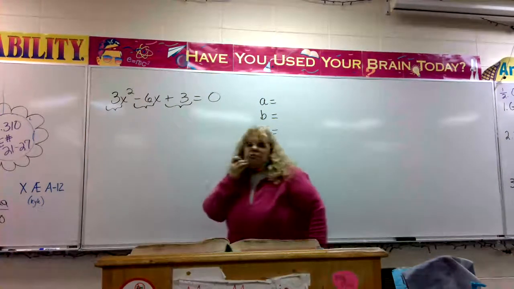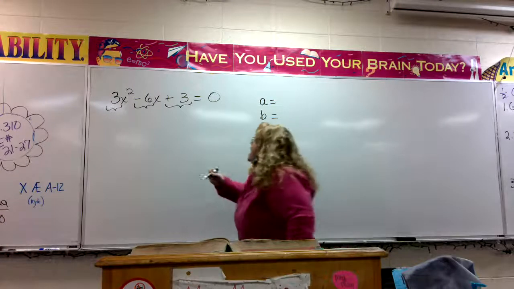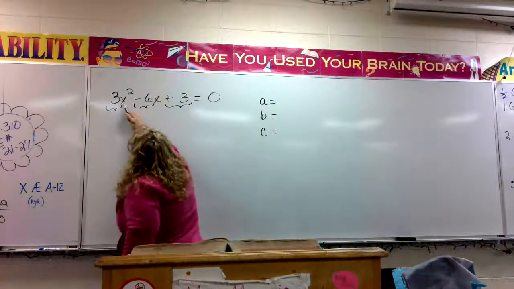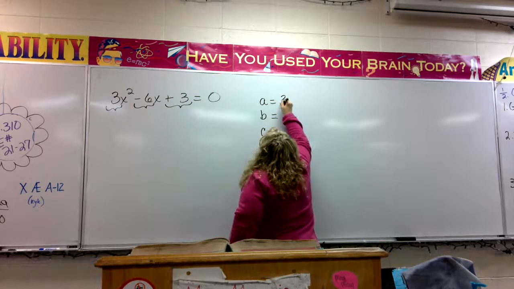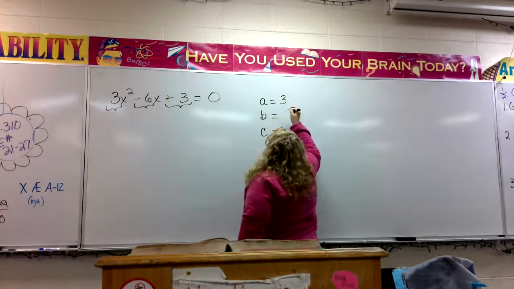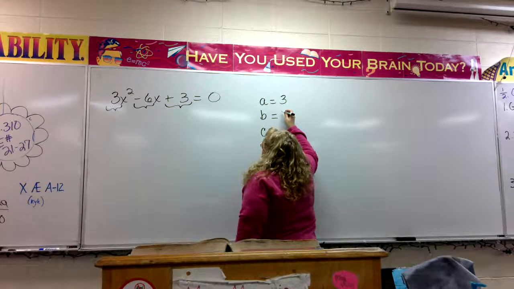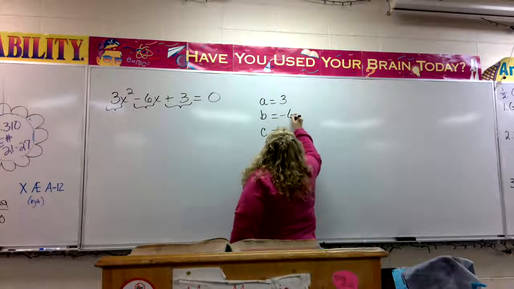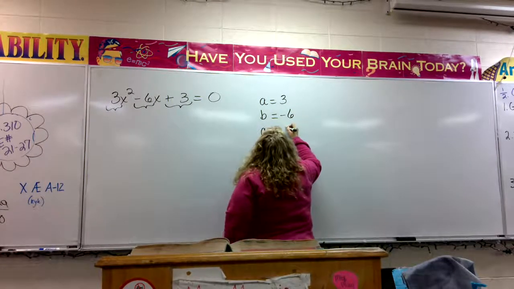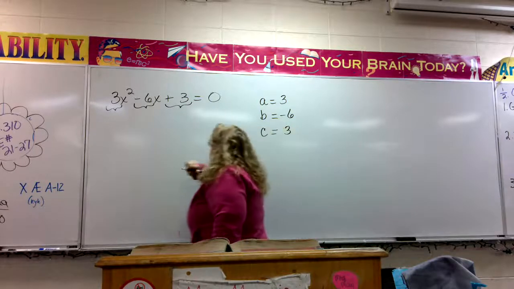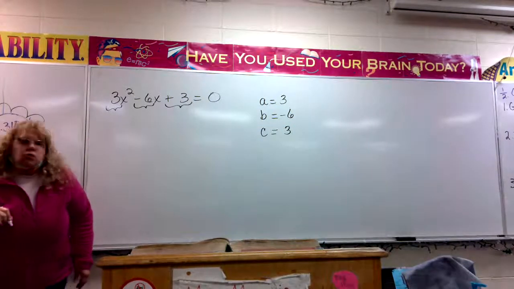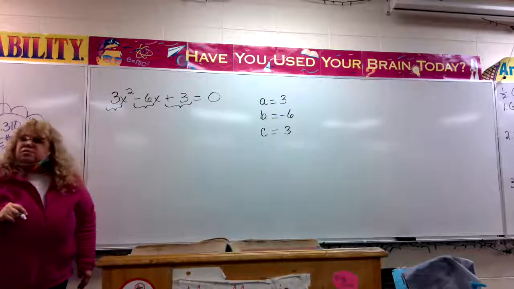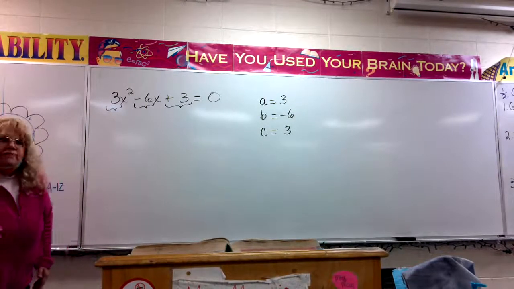The values out front. And a always has to be the coefficient of x squared. So our a is 3. What's our b? -6. And c is? So you probably should write down the quadratic formula just to make sure you'll be able to remember it for the test.